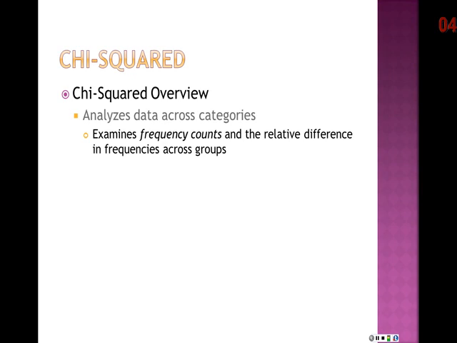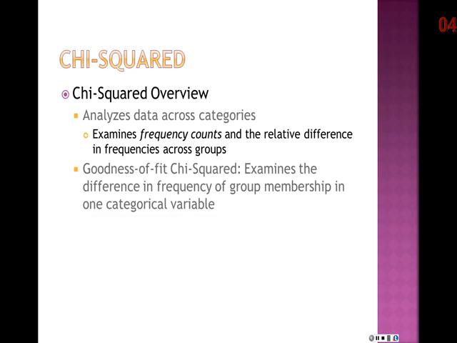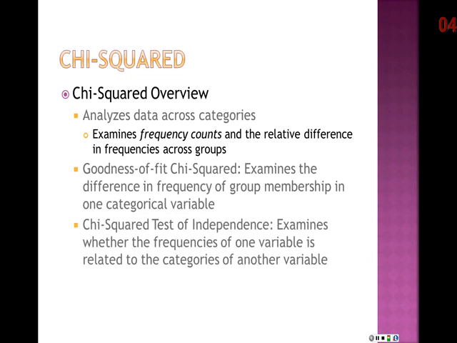So in these cases, we're using categorical data, and most specifically, we're using nominal or ordinal data to look at the frequency counts of categories. And what I mean by frequency counts is the number of people who fall into various categories. So there are two types. There's the goodness of fit Chi-Squared, and this examines the difference in frequency of group membership across one categorical variable. Then there's also the Chi-Squared test of independence, and this examines whether the frequencies of one variable are related to the frequencies or the categories of another variable.